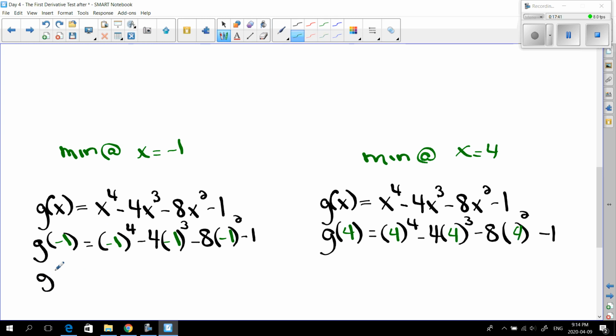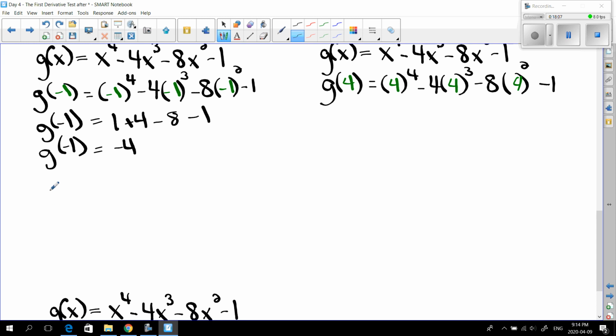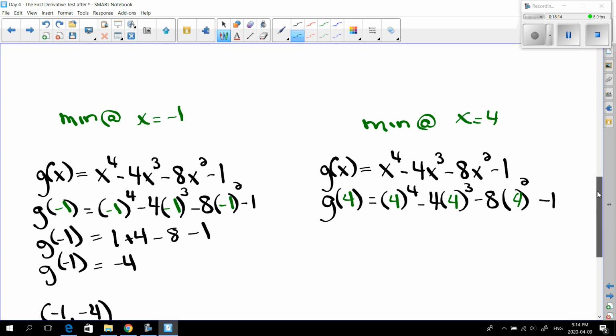g of -1. -1 to the 4th is +1. -1 cubed is -1 times -4 is +4. -1 squared is 1. 1 times -8 is -8, minus 1. g of -1: 1 minus 1 is 0. 4 minus 8 is -4. So the point (-1, -4) would be a minimum, a local minimum.